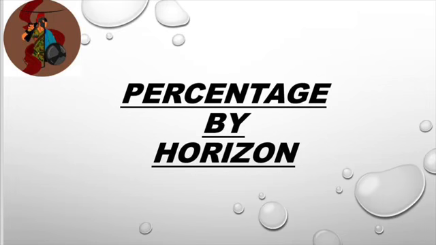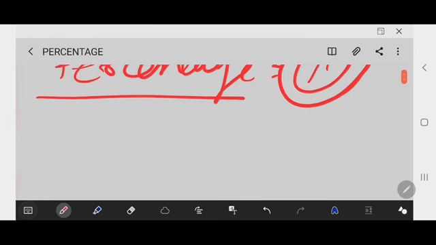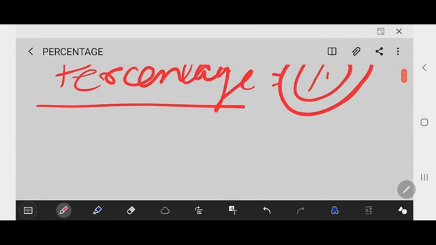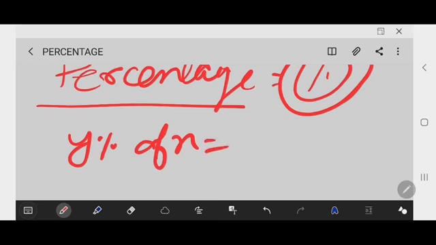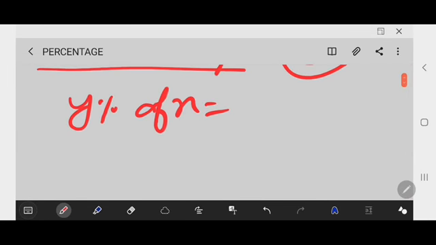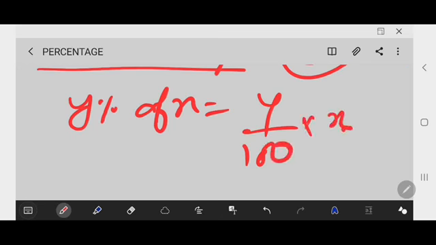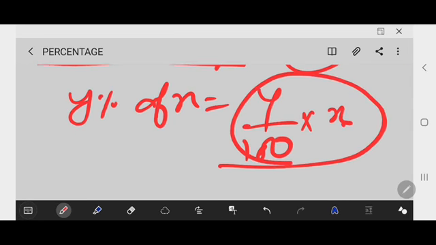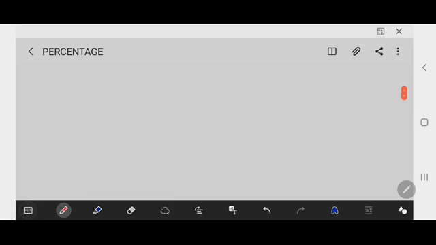Today's topic is percentage, and percentage is denoted by this symbol. We'll discuss some quick tricks about the percentage. The basic thing for the percentage: if we have y% of x, then it is y by 100 into x. This is the basic formula to find the percentage. Therefore, some quick tricks about the percentage.